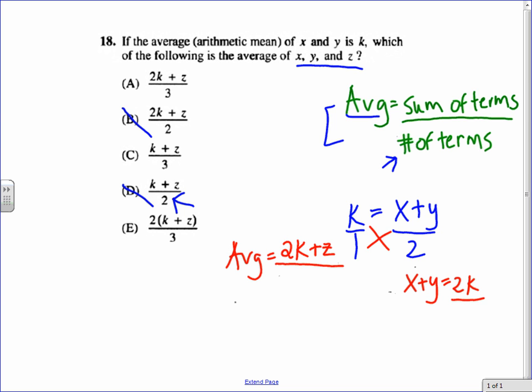This actually gives us the answer, because the only answer with 2k plus z in the numerator is A. And it is logical for 3 to be in the denominator because the number of terms will be 3. So we have our answer in A.